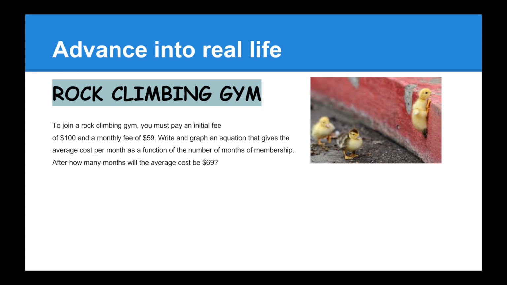Now, let's advance further into real life. This is an equation about a rock climbing gym. To join this rock climbing gym, you must pay an initial fee of 100 and then a monthly fee of 59. Write and graph an equation that gives the average cost per month as a function of the number of months of membership. After how many months will the average cost be 69? Can anybody solve this question?